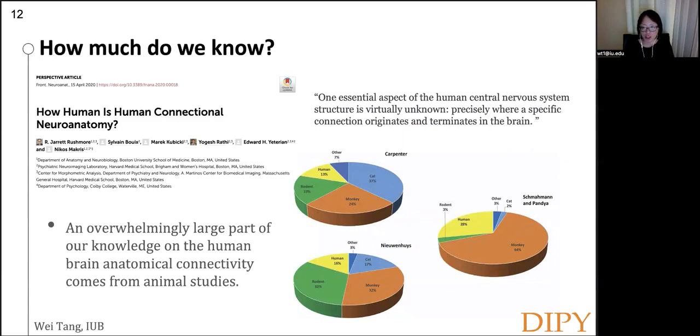To gain some sense of the big picture, here is a review that came out in 2020, which did a survey of three authoritative neuroanatomy textbooks. The survey provided the percentage of studies cited to support each pathway mentioned in the books. Somewhat surprisingly, the majority of our current knowledge comes from animal studies. That is, we infer the pathways in humans from observations in animals by assuming cross-species homology. This means a large part of the human brain connectivity is still unknown. To quote the authors of the review, "One essential aspect of the human central nervous system structure is virtually unknown. Precisely where a specific connection originates and terminates in the brain."